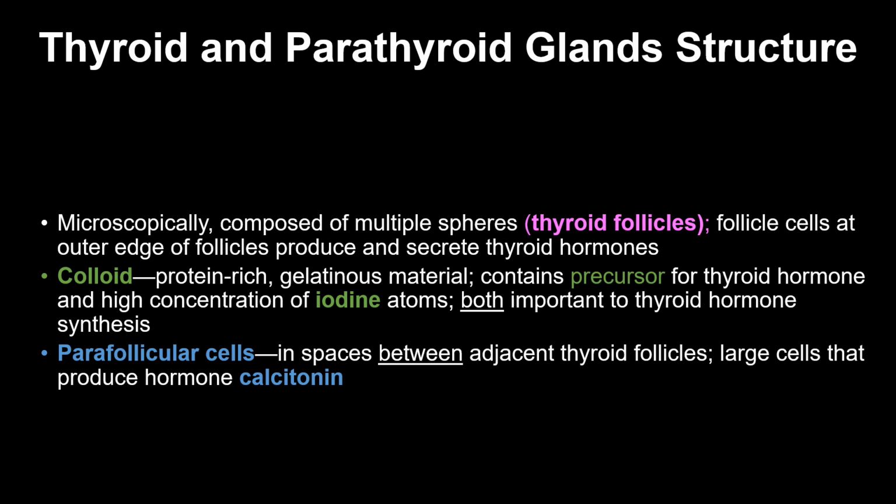Now, these cells are larger than follicle cells, and they have no role in any thyroid hormone production. Instead, these are going to produce the hormone calcitonin, which we're going to discuss a little bit later.